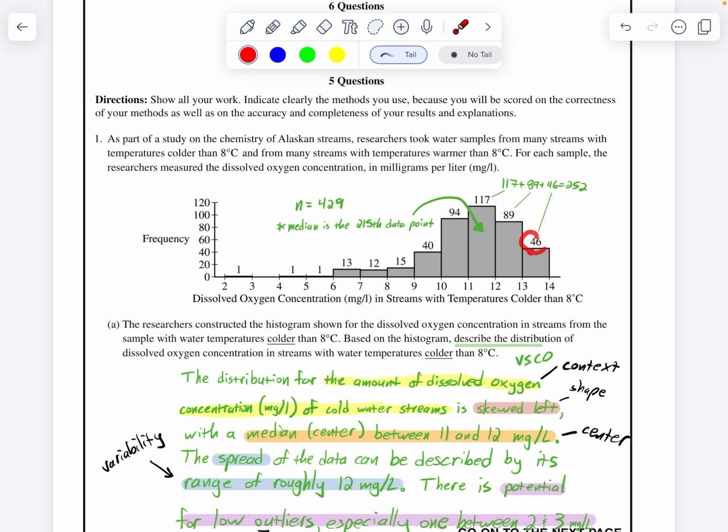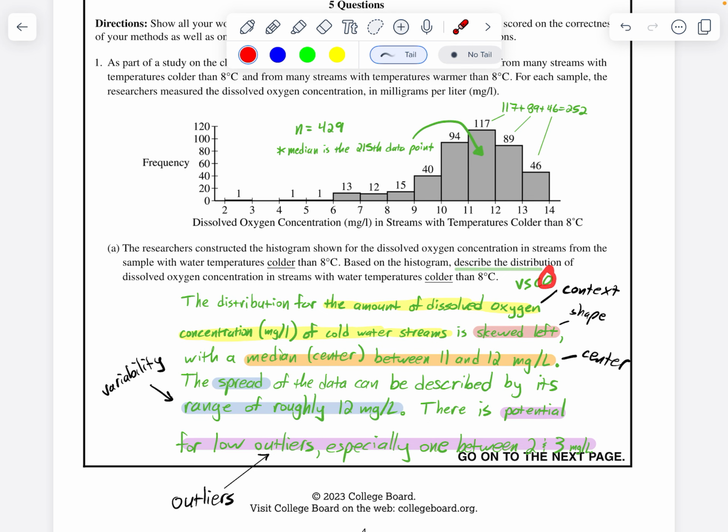So then I added up these 3, and I get 252. So I know that if I count in from this side and start going this way, the 215th data point is somewhere in this bar. I don't know exactly what it is. I know it's between 11 and 12. So that's exactly what I said. The median is between 11 and 12.